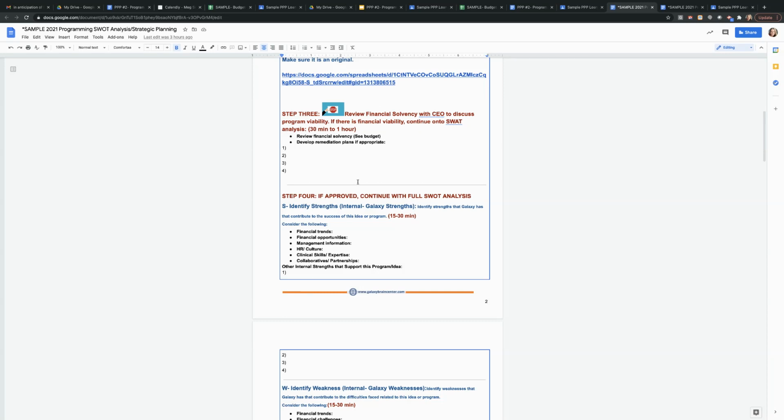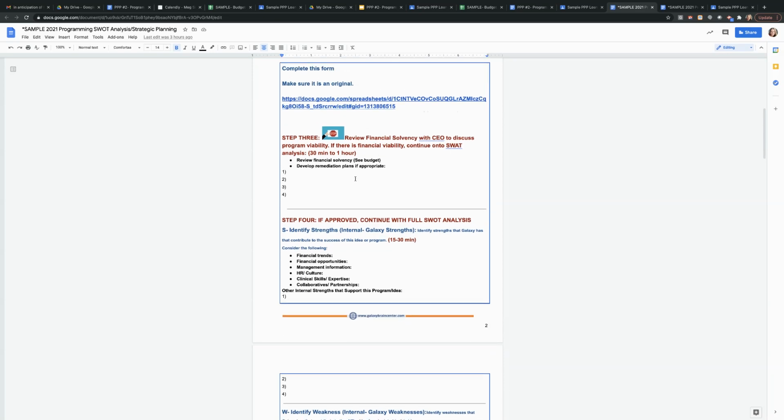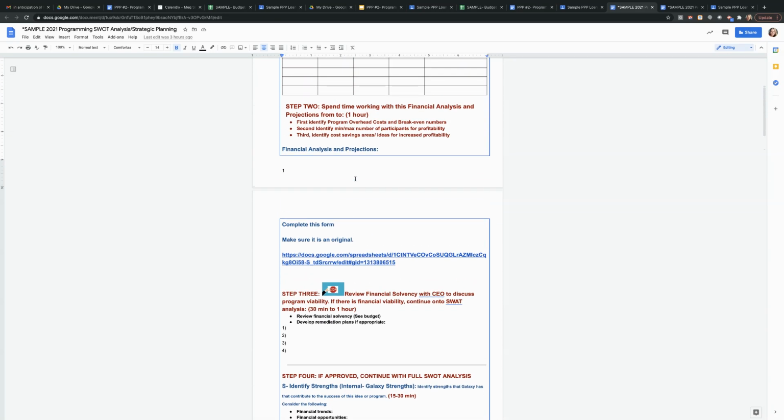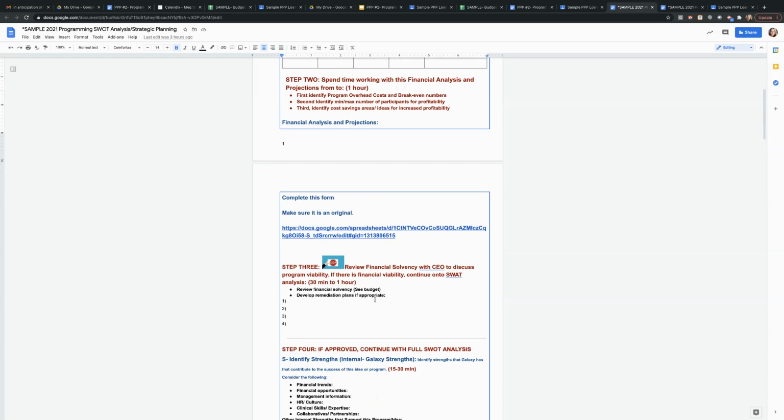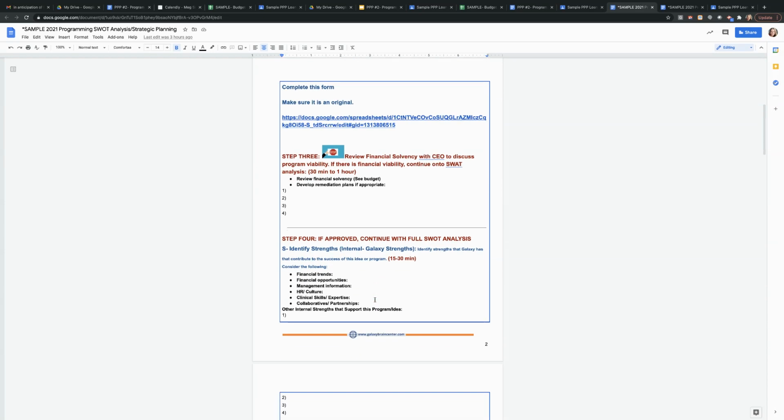So if you look at step 2, working on that financial analysis and kind of playing with some numbers, that should take about an hour to figure out, playing with those numbers back and forth and seeing if we can create a program that makes sense moving forward. Step 3, that conversation that we have, is probably going to be 30 minutes to an hour, kind of reviewing that. Step 4 is that SWOT analysis.